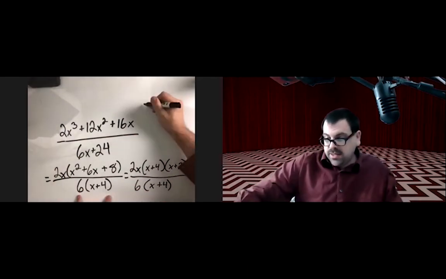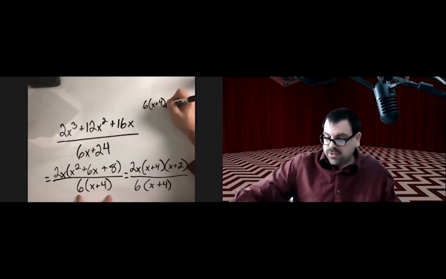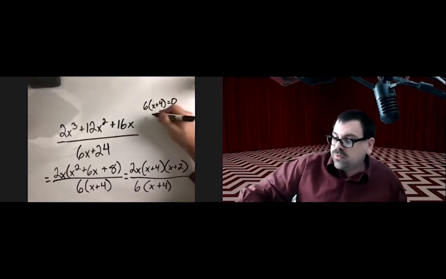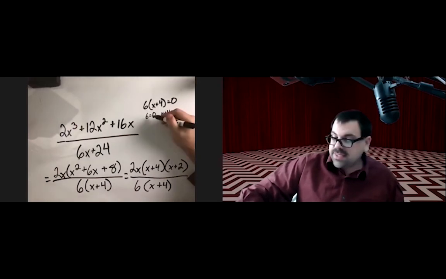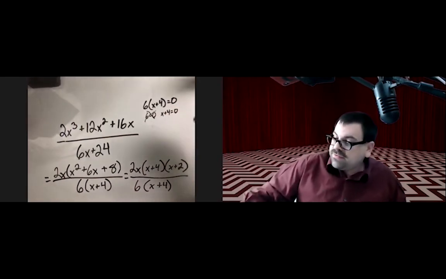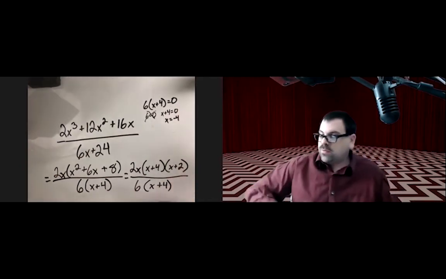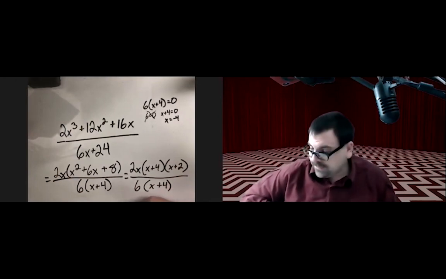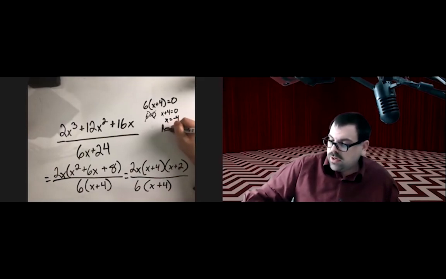We got 6 times (x plus 4). And if we set that equal to 0, we get 6 equals 0, and we get x plus 4 equals 0. 6 equals 0 is absolute nonsense. x plus 4 equals 0. We subtract 4 from both sides. We get x equals negative 4. So x equals negative 4 is our restricted value.